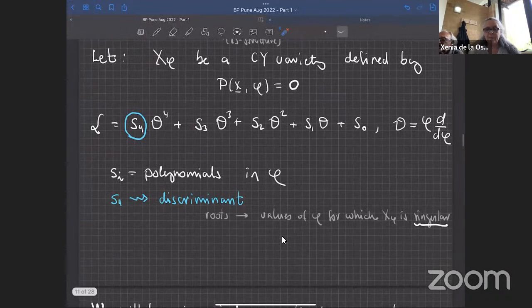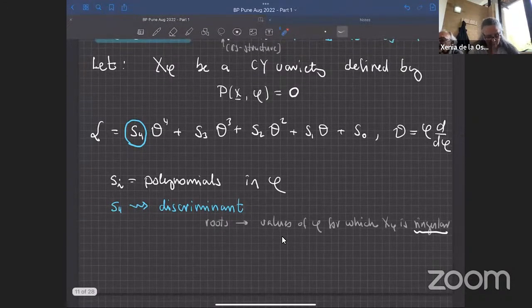So, of course, we all know about the quintic in P4. The differential equation is well known. It's even hypergeometric, meaning that there are only three regular singularities associated to this Picard-Fuchs equation. One corresponds to an ordinary double point singularity. The other corresponds to the so-called large complex structure limit. And the other corresponds to the Fermat point, which is an apparent singularity.